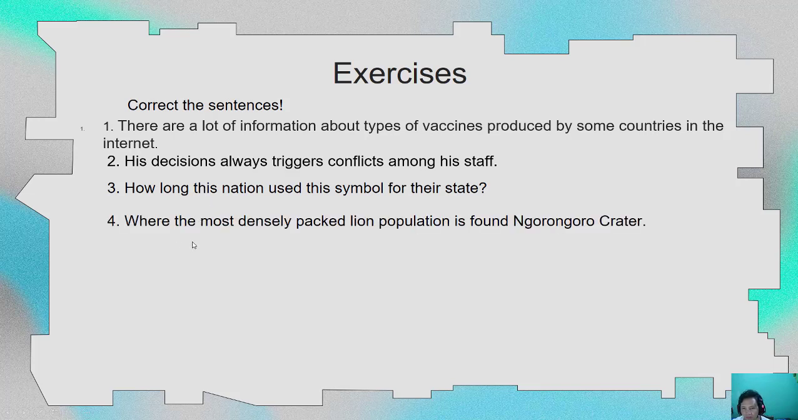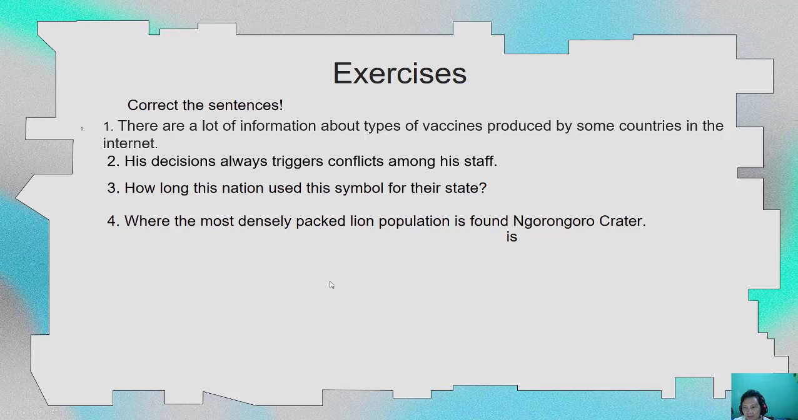Okay, the next. Where the most densely packed lion population is found, Ngoro-Ngoro crater. Is it right? Of course. Oh no. Because, you see, this is passive, to be plus verb 3. Then you have a noun. You cannot have a noun after the passive, unless you have by. That's why what is missing is here. Where the most densely packed lion population is found is Ngoro-Ngoro crater. Or you can write it like this: Ngoro-Ngoro crater is where the most densely packed lion population is found.